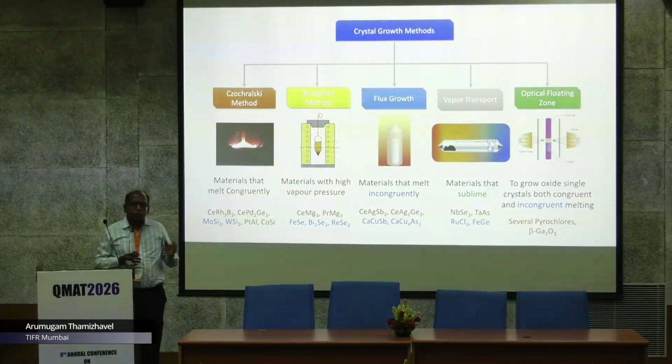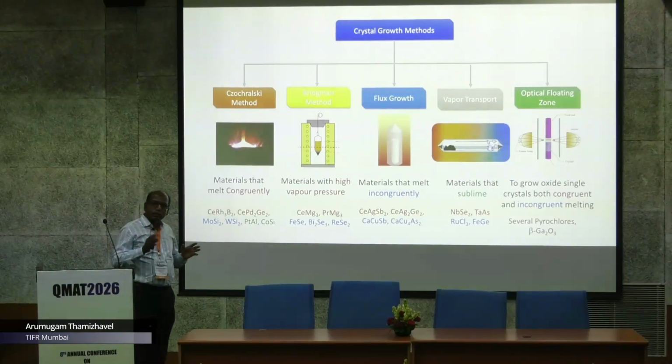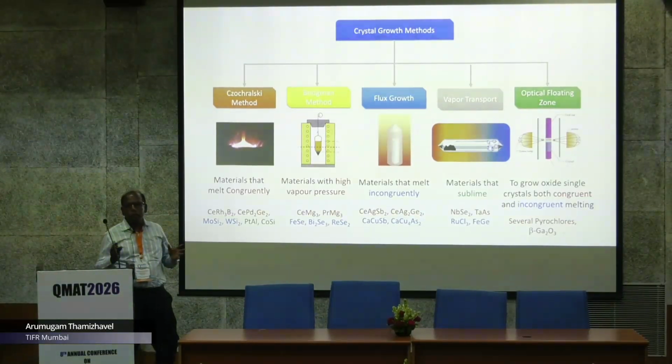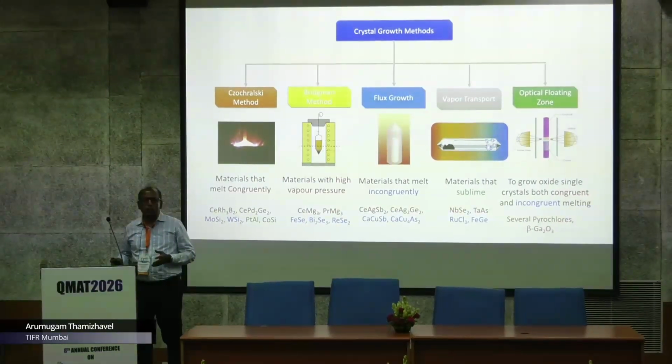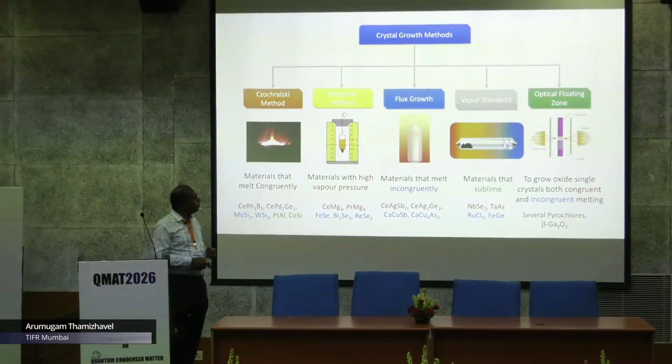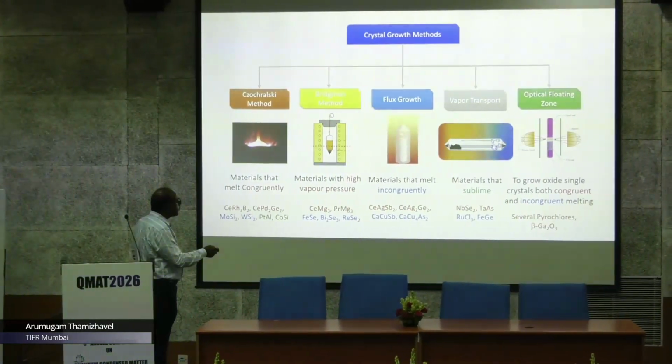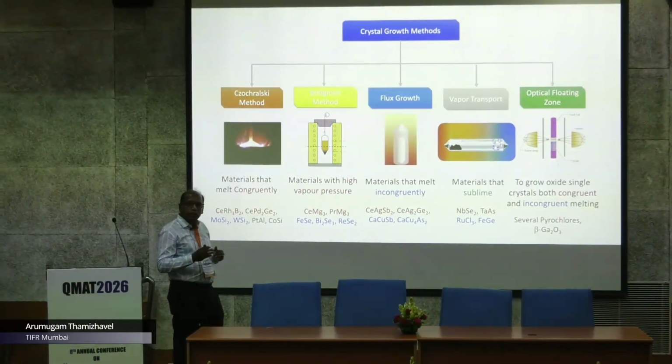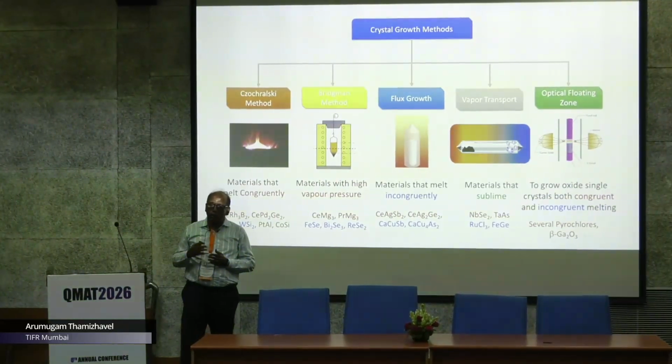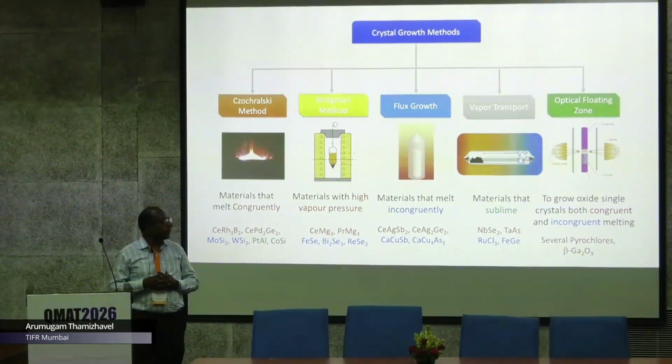And flux growth, the people who are working on topological materials may know that. This is a quite often used method. It's very simple, it doesn't require any hi-fi instruments. You just need to have a box type furnace and a centrifuge. You can grow the single crystals by dissolving the material to be crystallized in some solvent, and you can grow these crystals. So that's the flux growth technique.